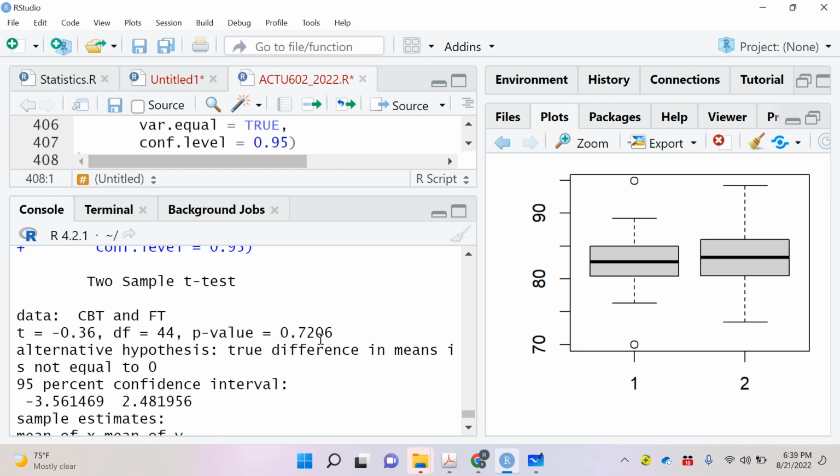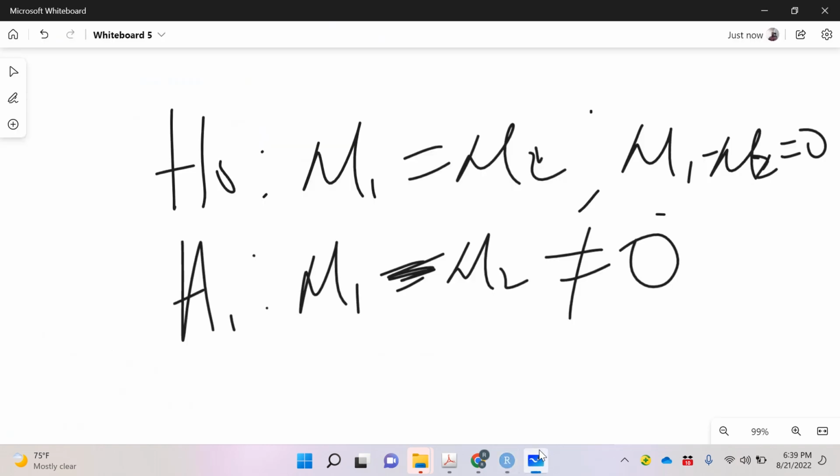We fail to reject the null hypothesis, meaning... Are you sure? Look at it. There's no significant difference between the average weight for those on the family treatment and those on what? The CBT. Which means that at the beginning of the experiment, they were fair to each procedure.